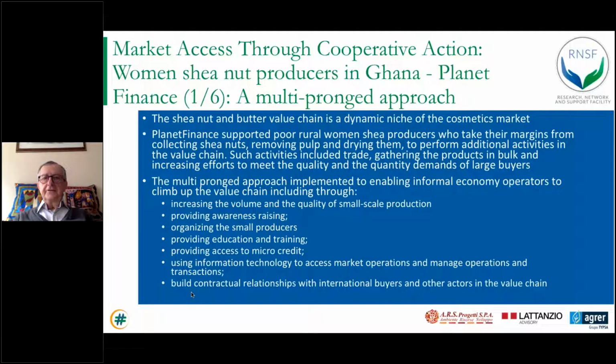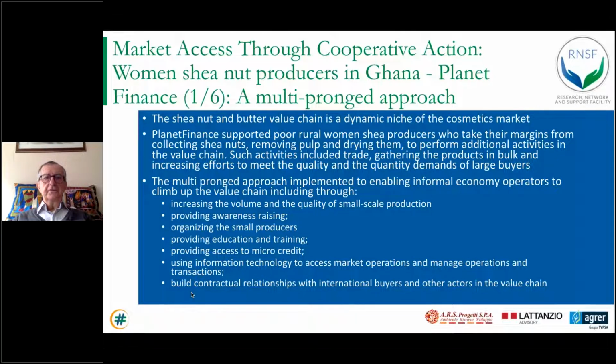Now, let's enter into more details about the Ghana project on market access through cooperative action for women shea nut producers, which has been implemented by Planet Finance and funded by the EU. It is interesting because it is a multi-pronged approach, a holistic approach.